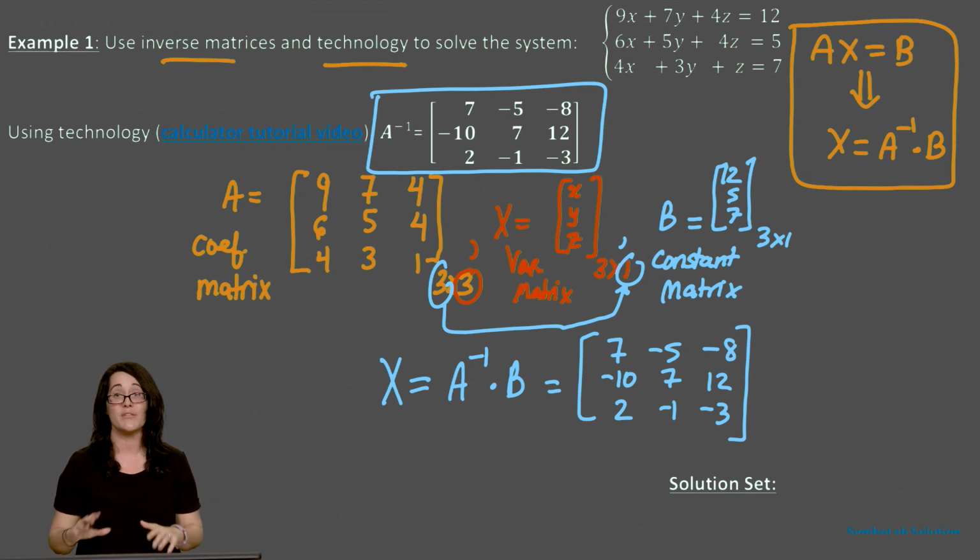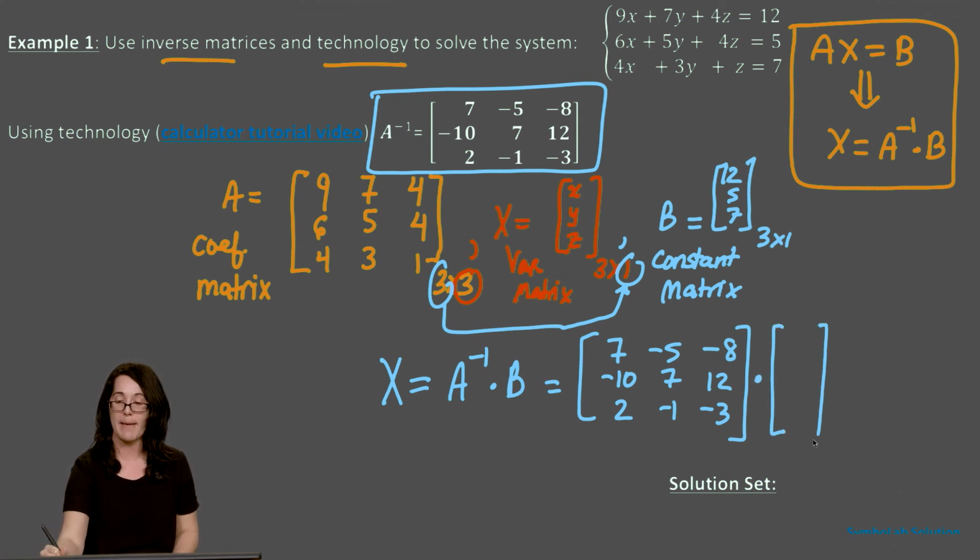But in a few moments, if you're really wondering how you could do this by hand, don't worry, we're going to do it. But I first wanted you to see the uses of it, okay? So there is A inverse, and we're going to learn how to do it soon by hand. And we're going to multiply it by B, which was 12, 5, and 7.